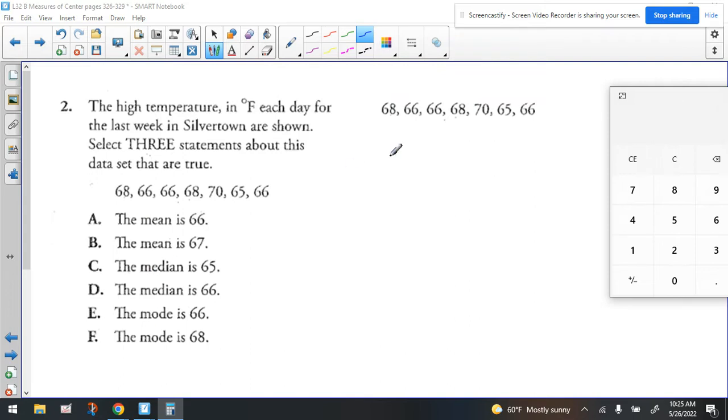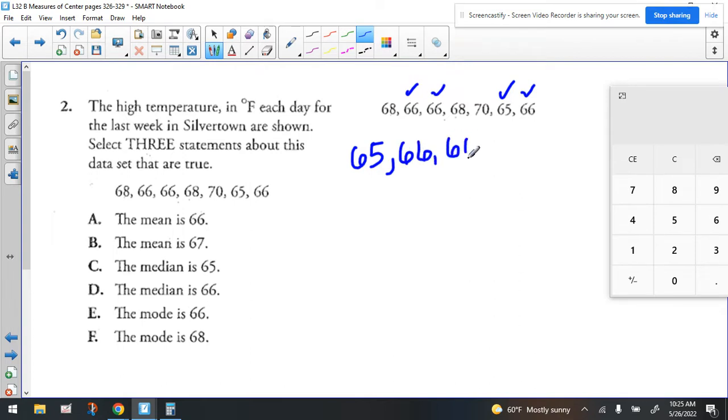I usually recommend that what you should do first is order the data from least to greatest. So if we look through the data set for the numbers that are the lowest, it looks like 65 would be the lowest in the set. So I'll just put a check here and let's write it over here, 65. And then it looks like we have a bunch of 66s. So we have 1, 2, 3 of those. Let's write them all down.